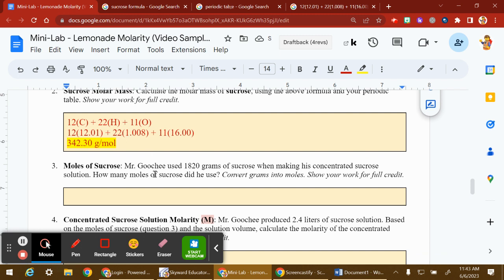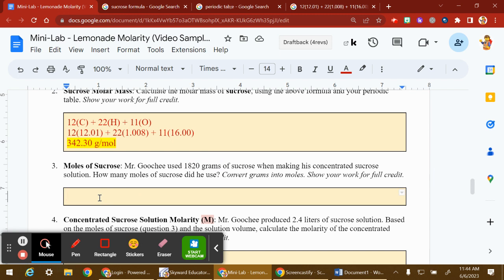This old head Mr. Gucci. Now, when Mr. Gucci made his sugar syrup, that yellow looking stuff that looked like old PP, but it wasn't, I used 1,820 grams. That's about 4 pounds of pure sugar to make this. But how many moles was that? Well, we got to convert from grams into moles.